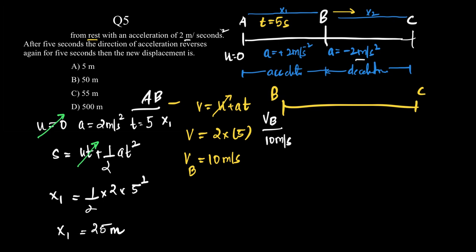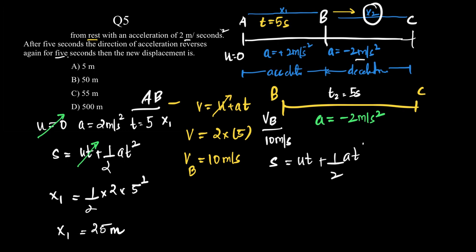Now, what is the time taken? The time taken is given that it is again for 5 seconds. So this much time t2 is basically for 5 seconds. And acceleration is given as minus 2 meter per second square. Now, what we need to understand is, since we are finding out BC, which is basically x2, we can directly apply the formula, which is s is equal to ut plus half a t square.